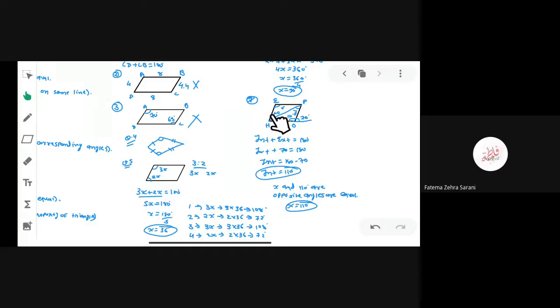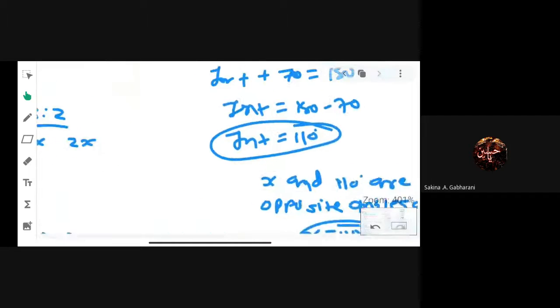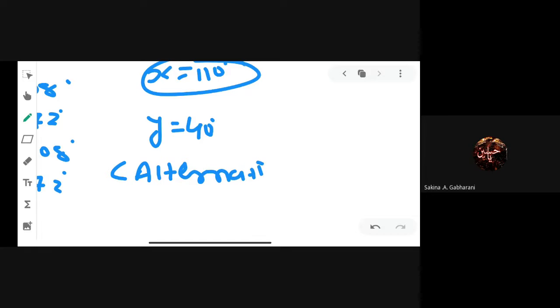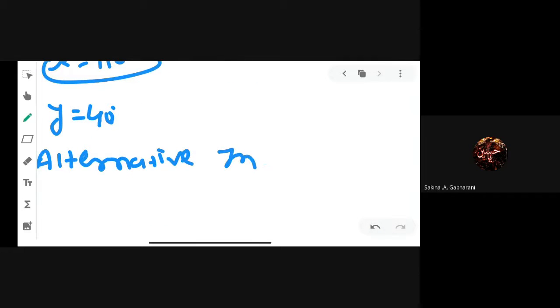Now consider 40 and y. These two angles, 40 and y, are alternate interior angles. You can see the angle of z. Right? So 40 and y are alternate interior angles. These two angles are also equal. So we can say that y is equal to 40 degrees because of alternate interior angles. Clear, all of you?